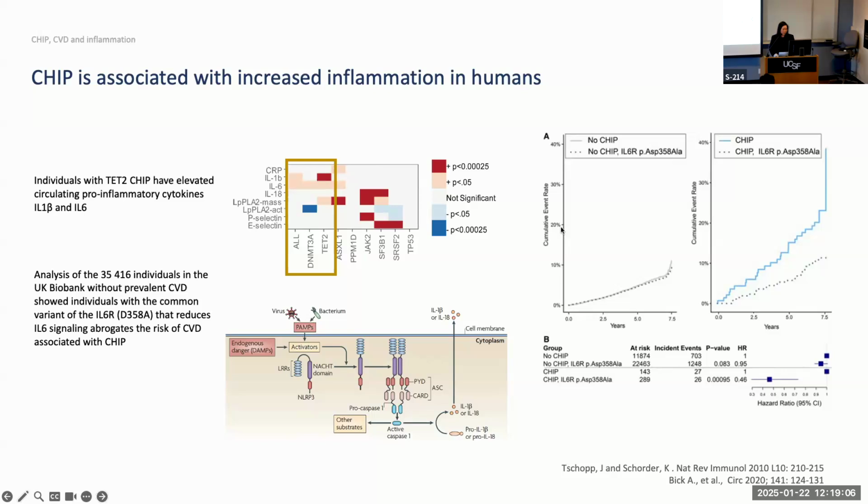Again, utilizing the UK Biobank, this is actually a paper done by Alex Bick and James Pirruccello, who's here on faculty. They showed that individuals who had this particular IL-6 receptor mutation were actually protected against the increased risk for cardiovascular disease in patients who have CHIP, and that's seen here in this dotted blue line.